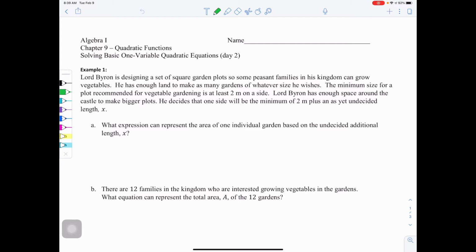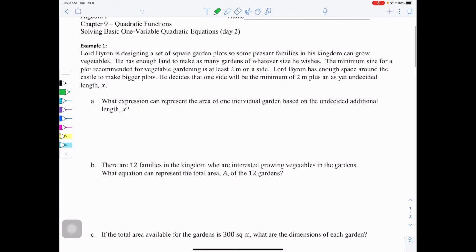Lord Byron has enough space around the castle to make bigger plots. He decides that one side will be the minimum of 2 meters plus an as yet undecided length x. So in question A, what expression can represent the area of one individual garden based on the undecided additional length? Originally we would have been at 2 by 2, but we have this additional length that we're not sure of that we're going to add to it. So that's going to make our expression x plus 2 times x plus 2.